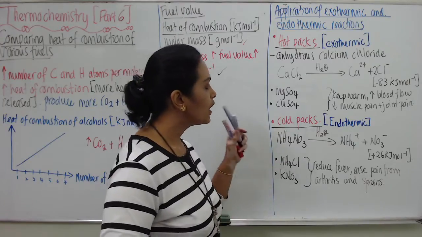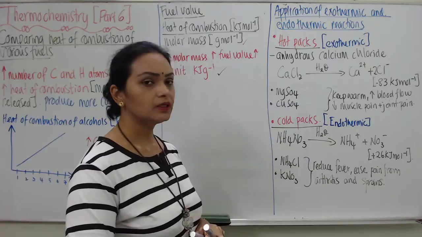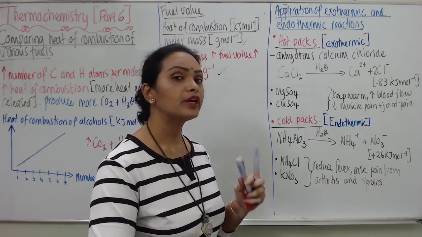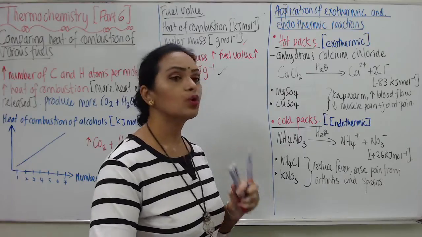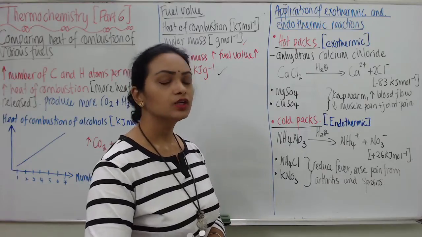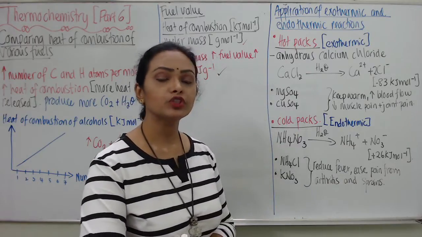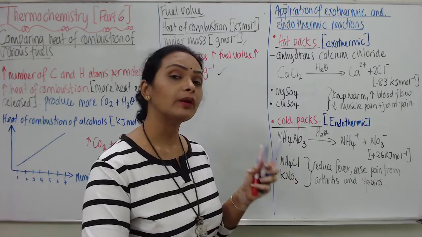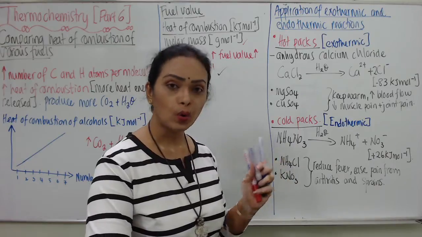Alright? So what are the other examples of cold packs? We can use substances like ammonium chloride and also potassium nitrate. These are substances, anhydrous, which can be used to produce cold packs.